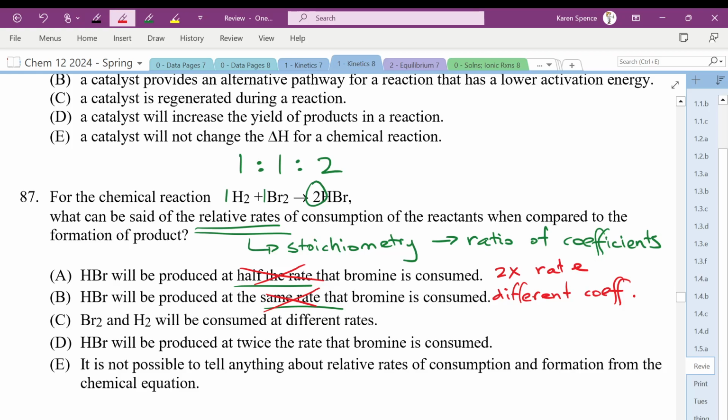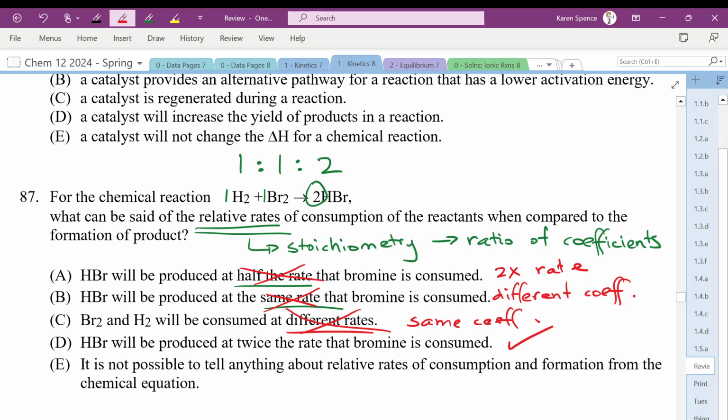Okay, Br2 and H2 will be consumed at different rates. No, why not? Same coefficients. HBr will be produced at twice the rate that bromine is consumed. Yes. And it is not possible to tell anything about the relative rates of consumption and formation. That is not true, because if you know the coefficients, you can tell the relative rates.